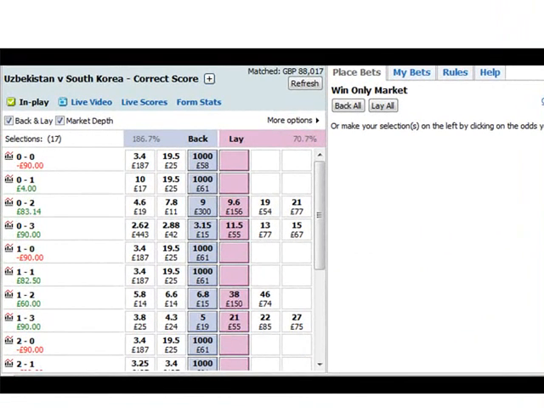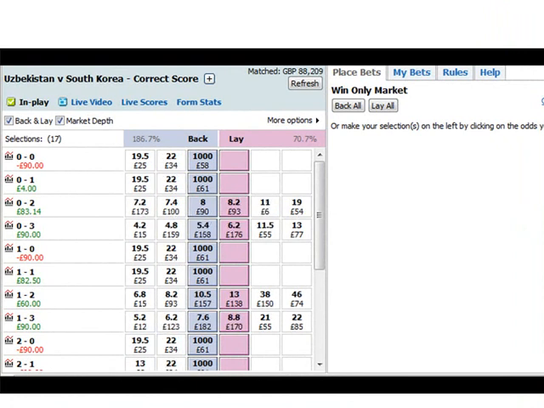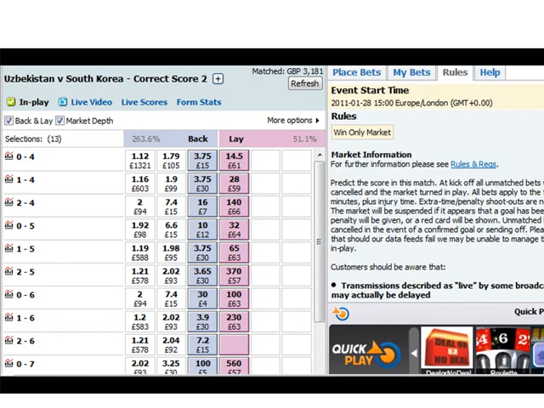Of course, the early goals mean that we do have one sort of serious danger, and that is 0-4. Because we're not covered on that scoreline, which is in the correct score 2 market. So therefore we've got a £90 liability should the final score be 0-4. 1-4 or 0-5 is okay, because we've got a £100 green on the over 4.5 market. So at this point in time, we're sort of covered.